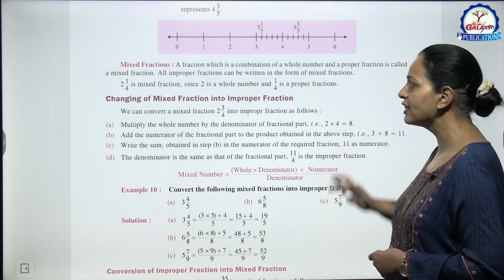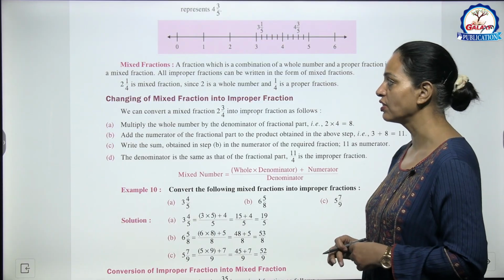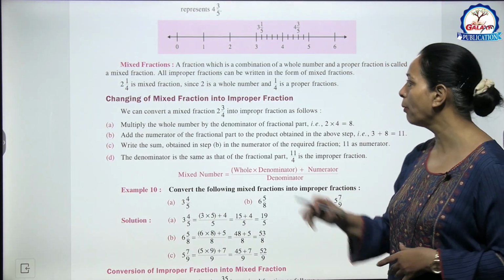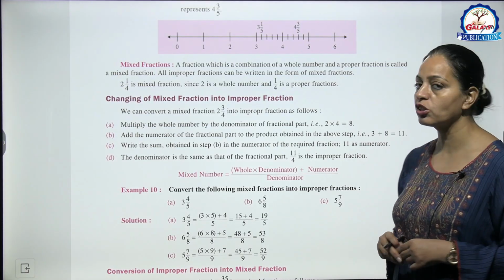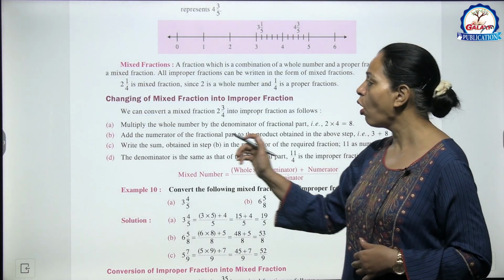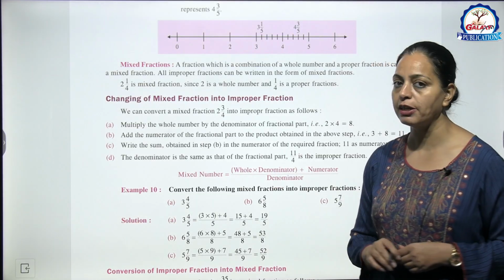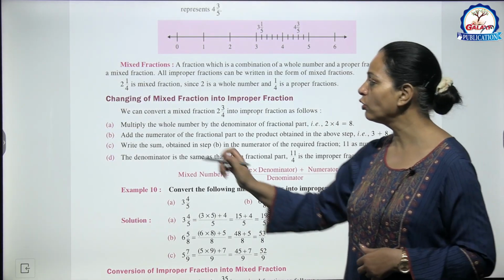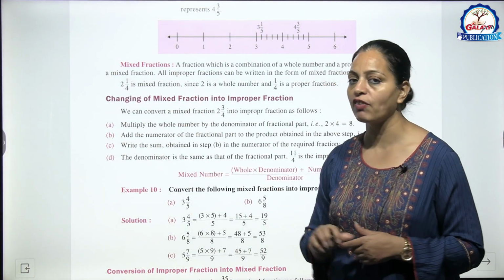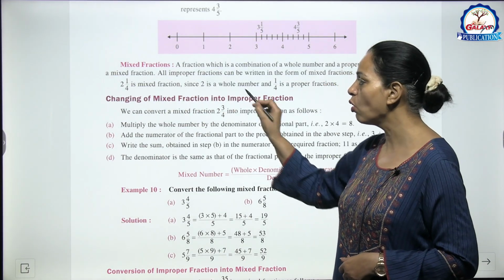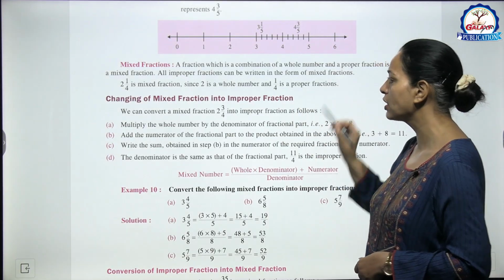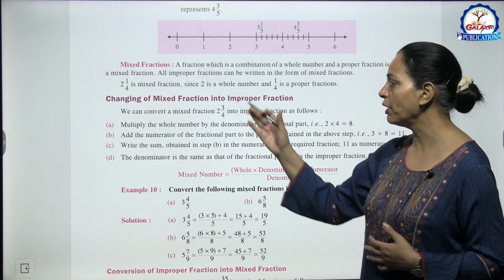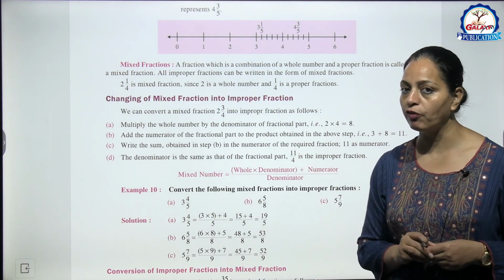Now the next is mixed fractions. A fraction which is a combination of a whole number and a proper fraction is called a mixed fraction. All improper fractions can be written in the form of mixed fraction. Like 2 whole 1 by 4 is a mixed fraction, since 2 is a whole number and 1 by 4 is a proper fraction. Now how can we change a mixed fraction into an improper fraction?